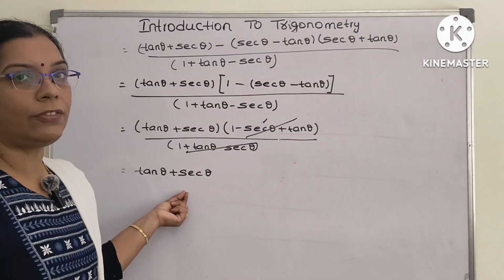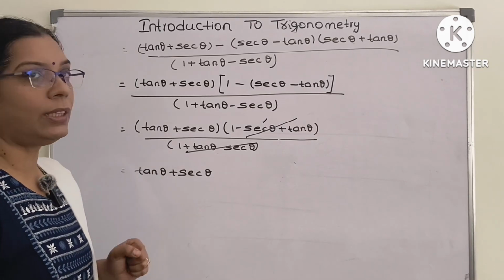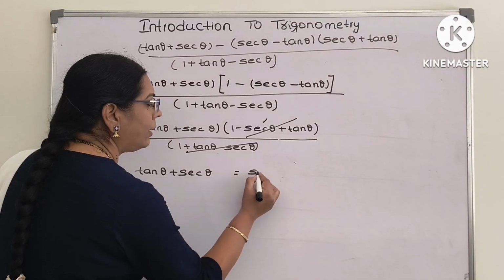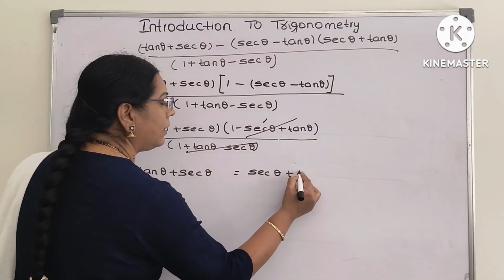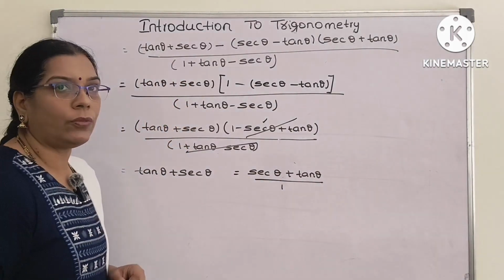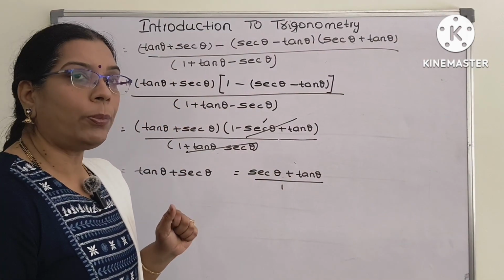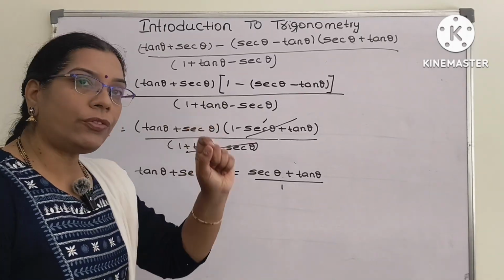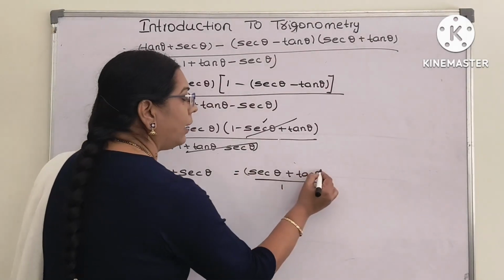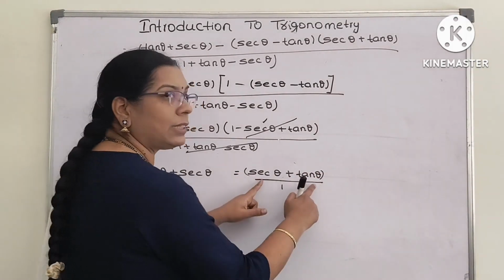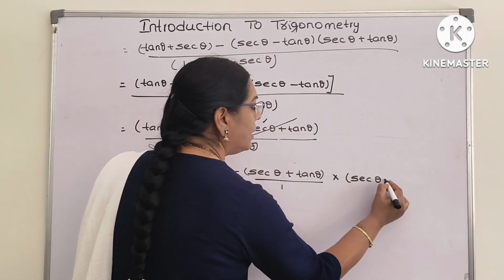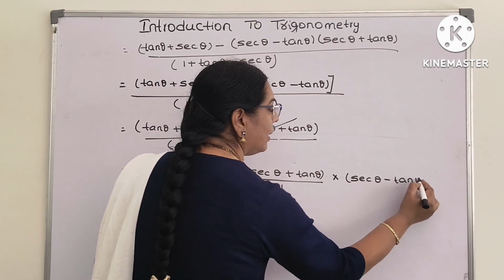But is this the answer that we are looking for? No. The answer is something else. So, how to solve this? Now, first thing I will do is, I will rearrange the terms like secant theta plus tan theta, and this can be written as divided with 1. Now, listen to the next important tip, children. Now, instead of rationalizing the denominator, I will be rationalizing the numerator. And the rationalizing factor will be the same terms but the opposite signs. So, the rationalizing factor will be secant theta minus tan theta.